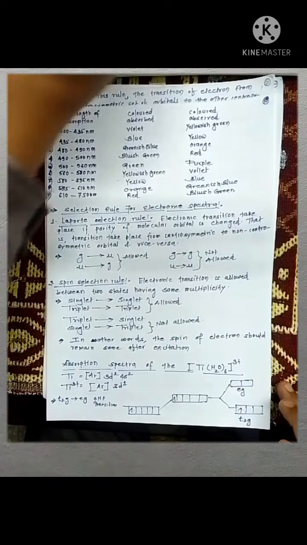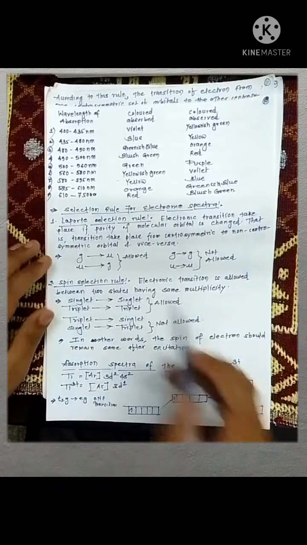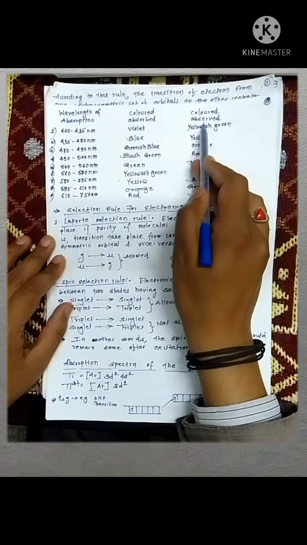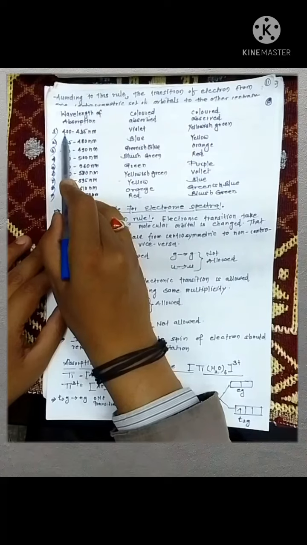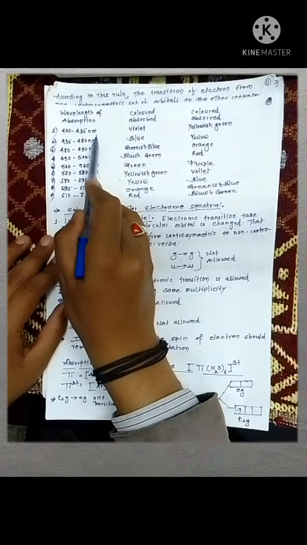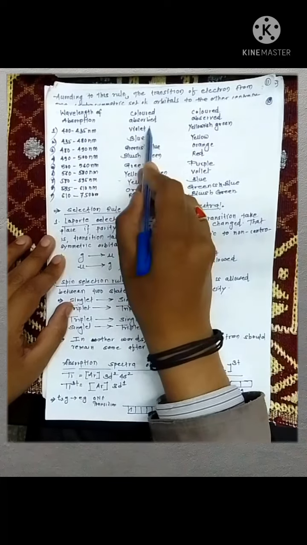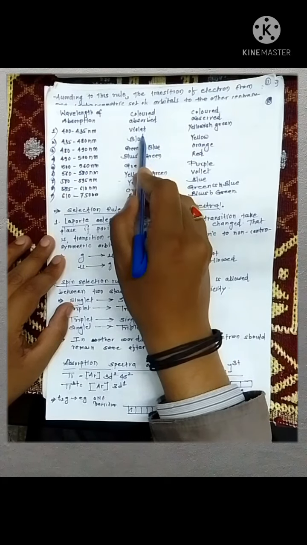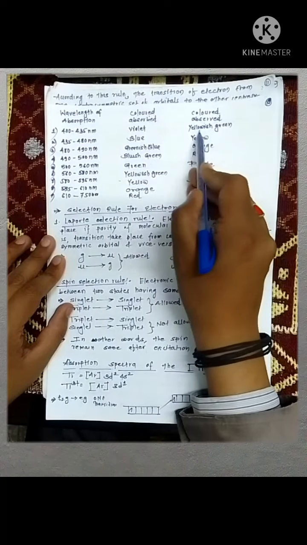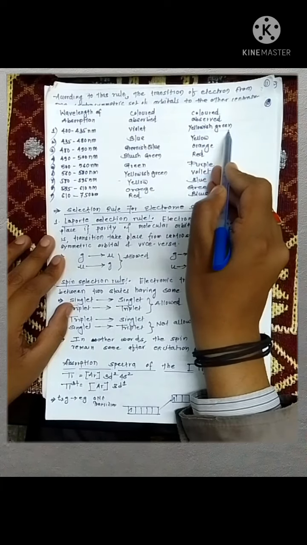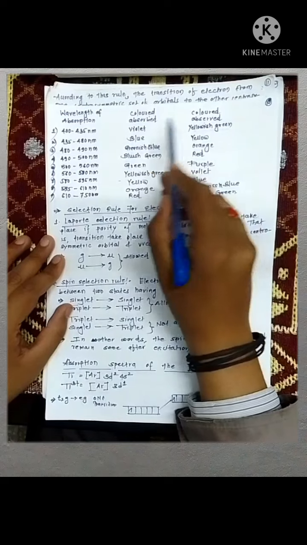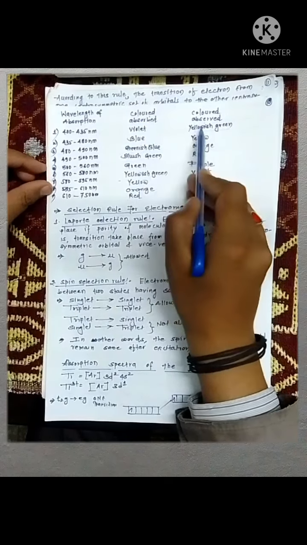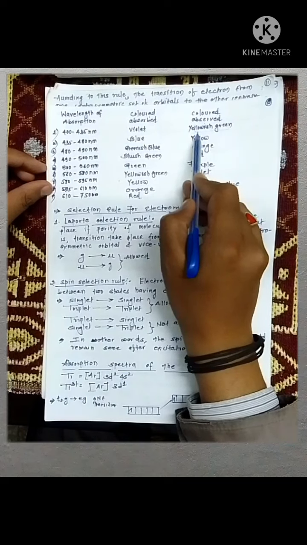Now just see here: wavelength of absorption, color absorbed and color observed. In the region 400 to 435 nanometer, violet color is absorbed, while observers see yellowish green color. For example, if a violet color from ordinary light is absorbed, the resultant color seen by the observer is yellowish green.